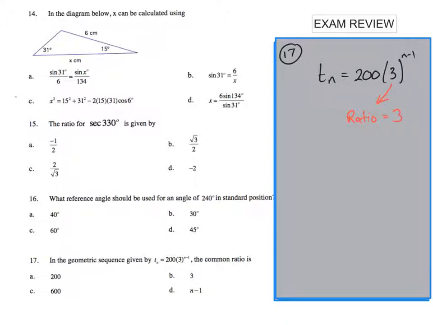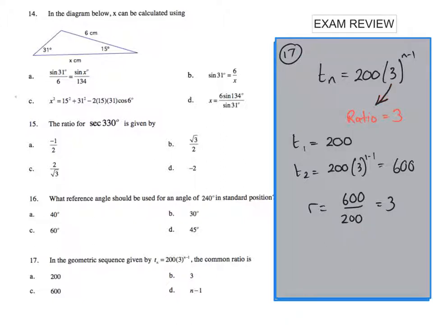Of course, you could go in and find the first term. If T1, when n is 1, we get 1 minus 1 is 0. So 3 to the 0 is 1. 1 times 200 is 200. And then T2, we get 3 to the 1 minus 1. 3 times 200 is 600. And of course r, the ratio, equals the second term divided by the first term, which does equal 3. But in the shortcut, it's always the number being powered up here that is the ratio, and 3 is the number being powered up.